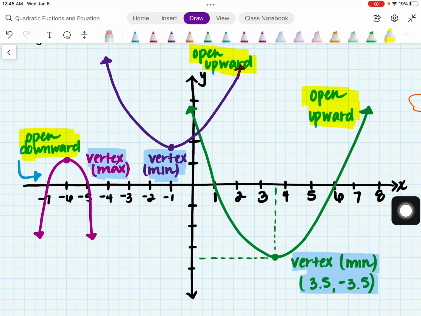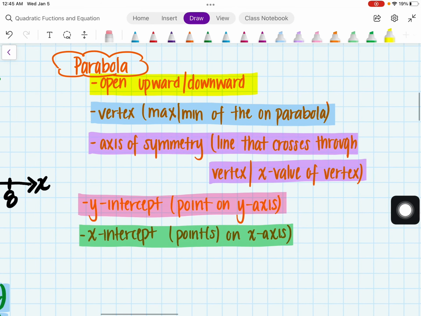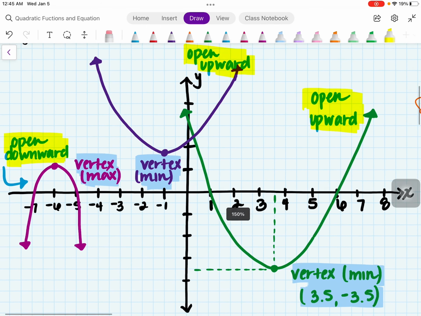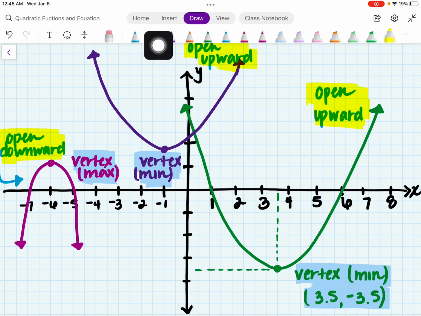Next thing we want to focus on is our axis of symmetry. Axis of symmetry, or a line of symmetry, is basically a line that crosses through the x value of the vertex. When you're graphing your parabola, the axis of symmetry is the line that cuts the parabola in half, going straight down through your vertex. So let's sketch that here.